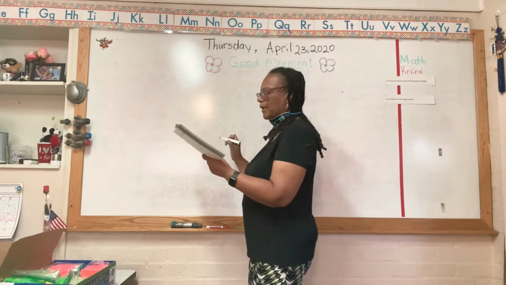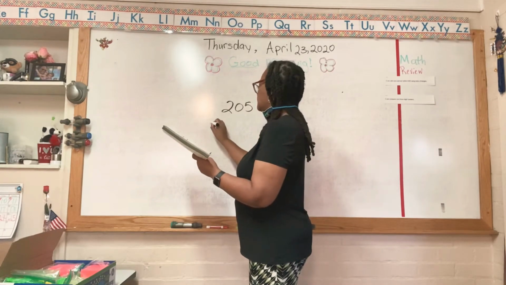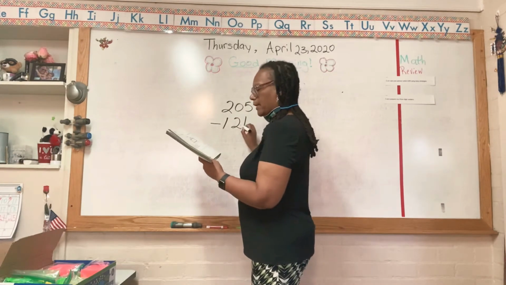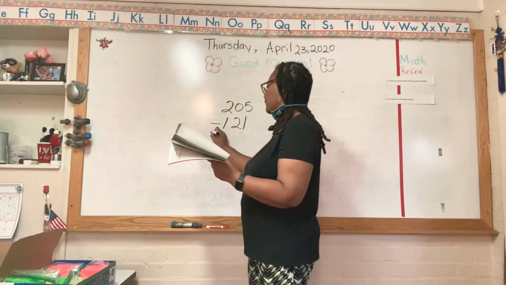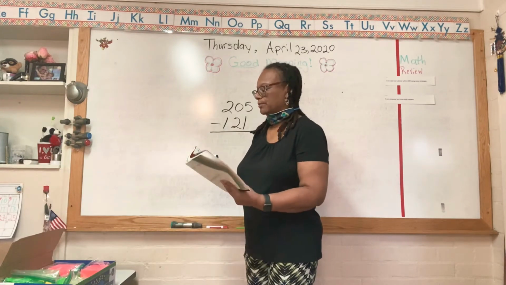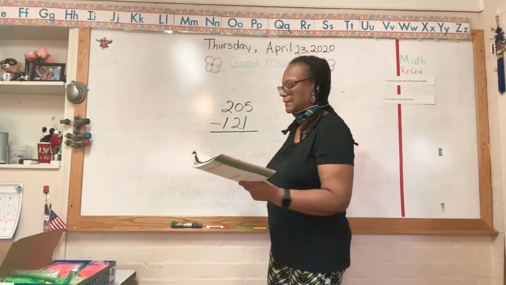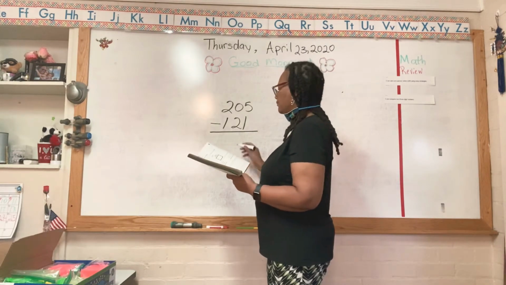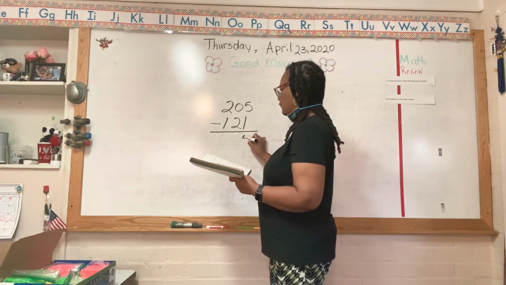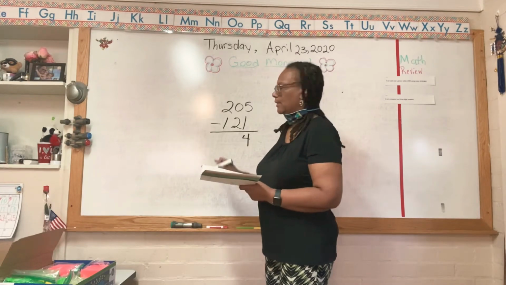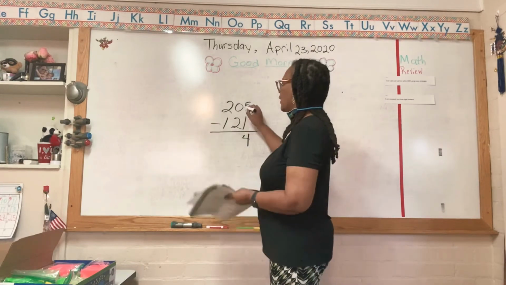Anyway, find 205 minus 121. Use terms from the word list to explain your work. Well, some of the words: difference, hundreds, mental math, regrouping. Let me see. 5 minus 1 is 4. Then we can't subtract 2 from 0, so let's regroup. That's one of our words.